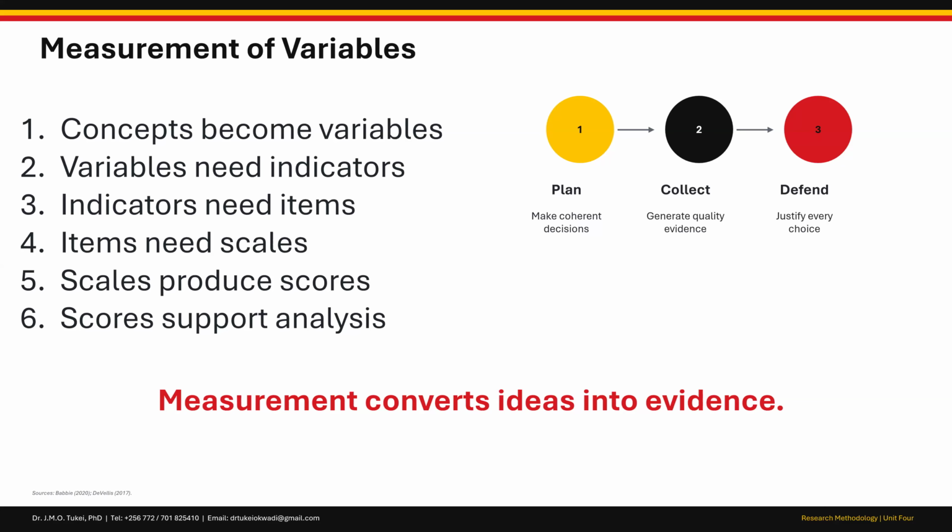So colleagues, having said that, we ought therefore to say that measurement means turning abstract concepts into observable indicators and measurable items. A variable must be defined conceptually and operationally. Indicators then guide the questionnaire, the interview guide, the checklist. Without proper measurement, the researcher may collect data that do not actually answer the objectives. That's what we are saying here. So measurement converts ideas into evidence.